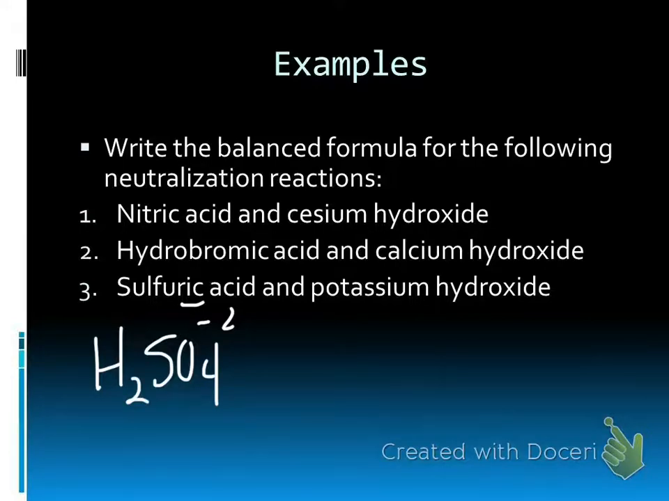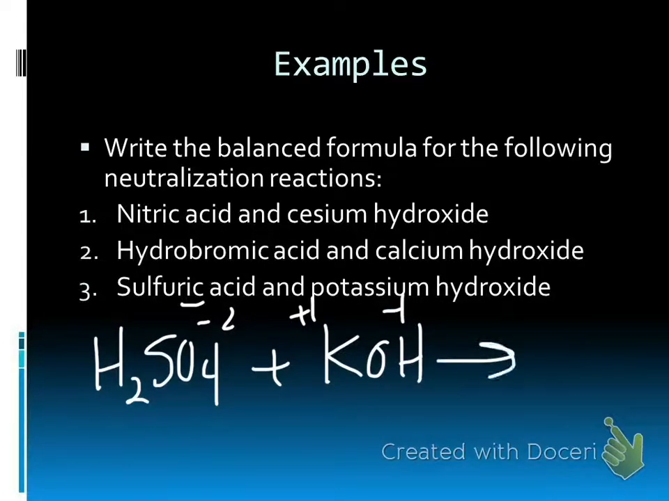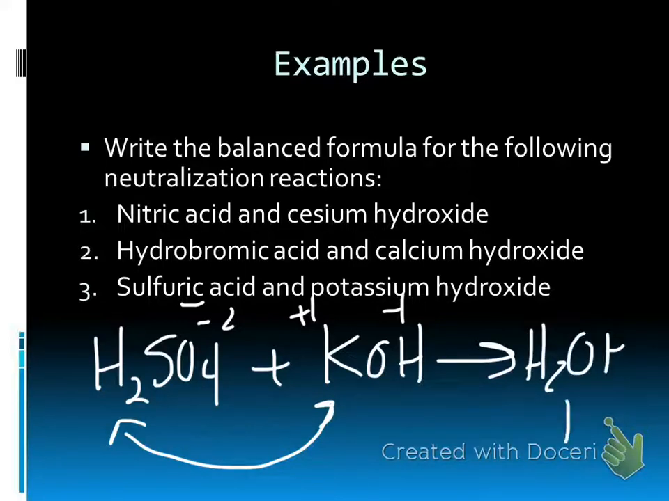So there's sulfuric acid. Potassium we know is written this way. Hydroxide is OH. This is a +1. This is a -1. Now we're going to do the double replacement. Swap the 2 positives. So we end up with hydrogen hydroxide, which is water, and potassium sulfate. So remember, potassium's a +1, sulfate's a -2, so we're going to need 2 potassiums to balance that sulfate. You can balance the rest of the equation.